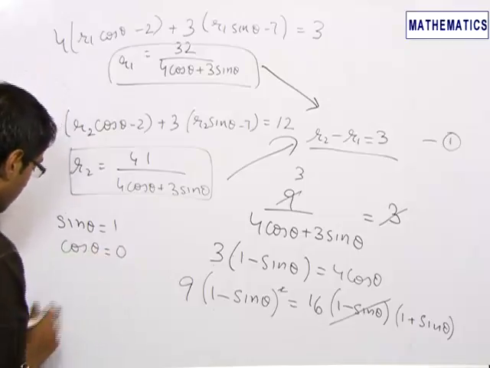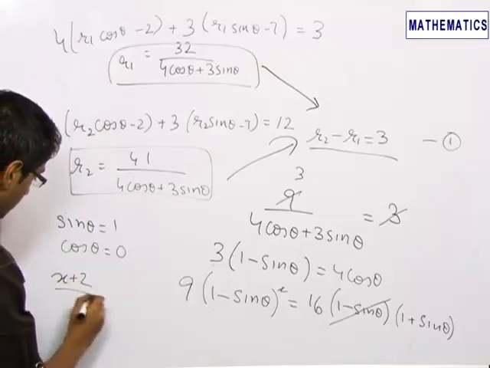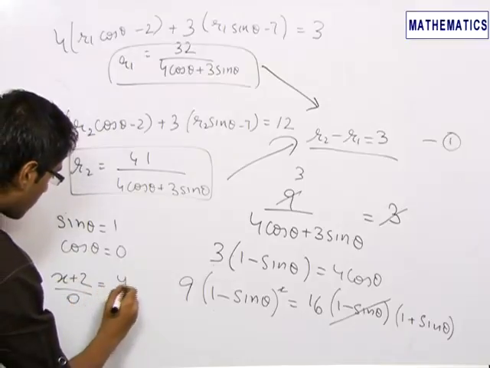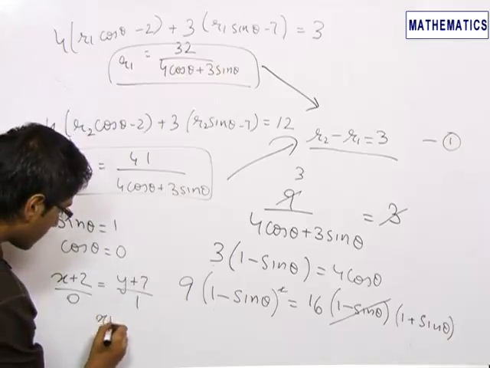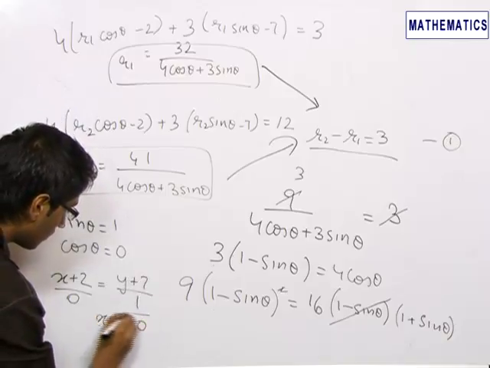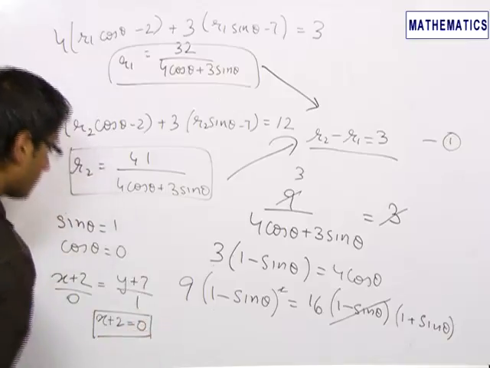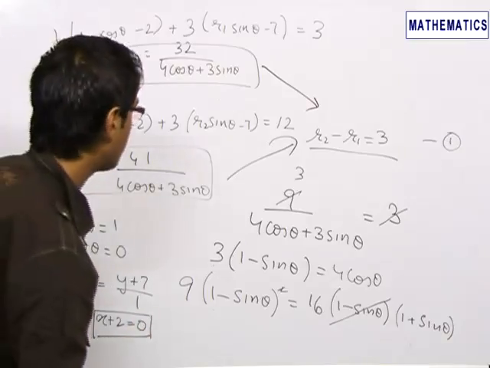So our line will become (x + 2) by cos theta equals (y + 7) by sin theta, which gives us x + 2 = 0. This is the first equation of the line.